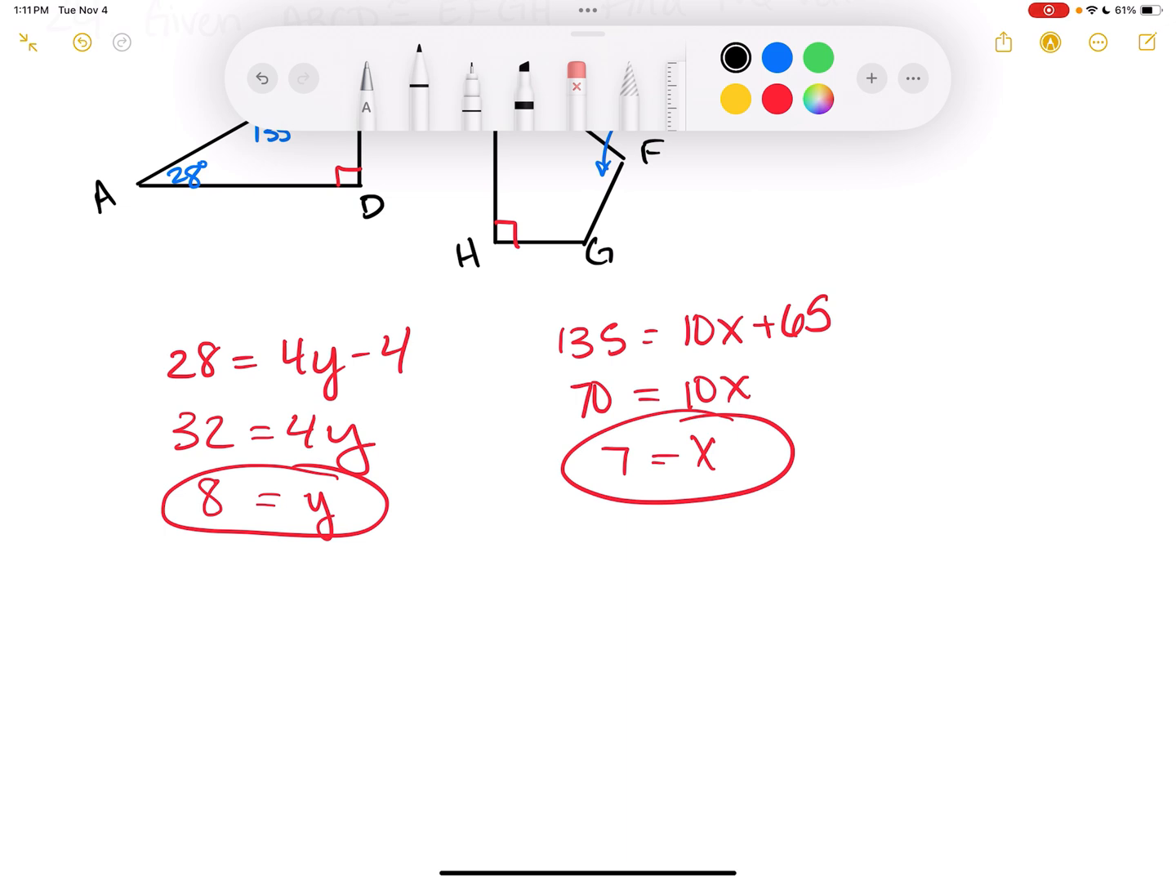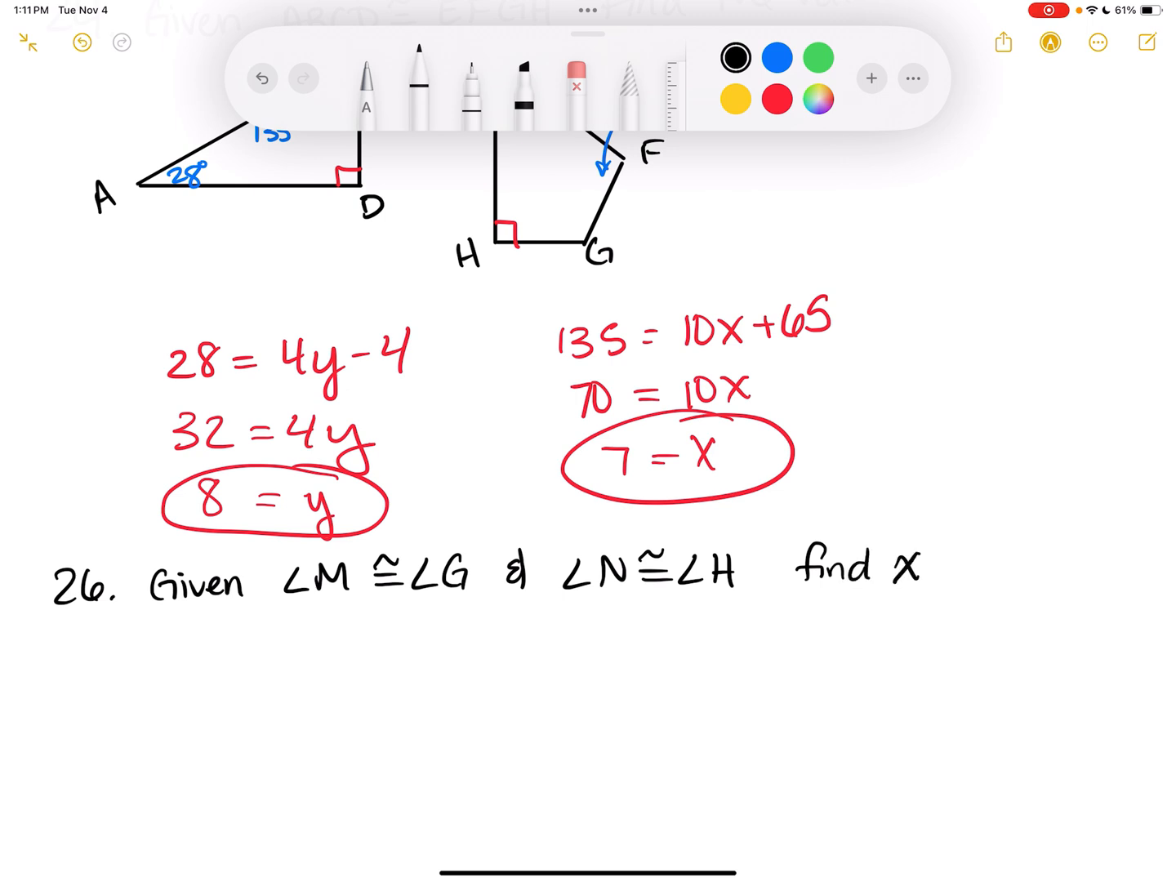All right, use the given information to find the indicated value. So we are given that angle M is congruent to angle G, and angle N is congruent to angle H. Find the value of x. So I'm just going to say find x.